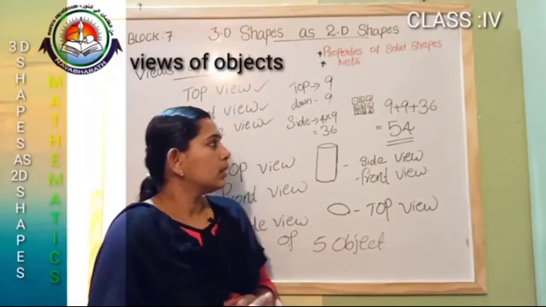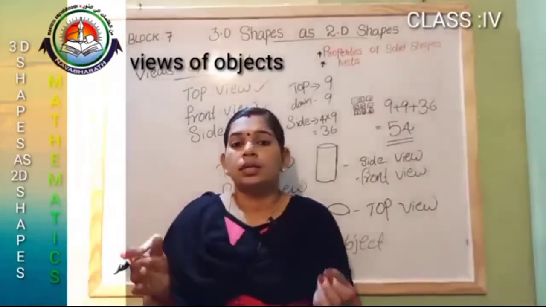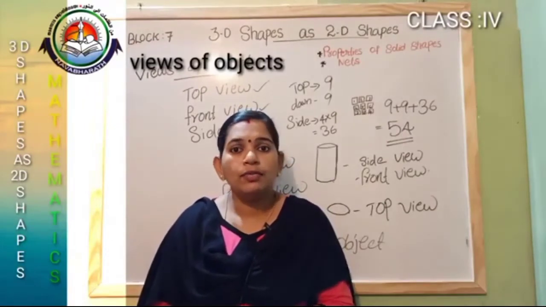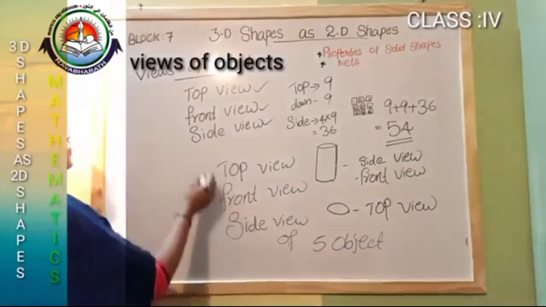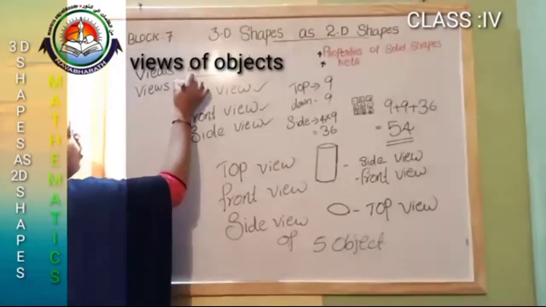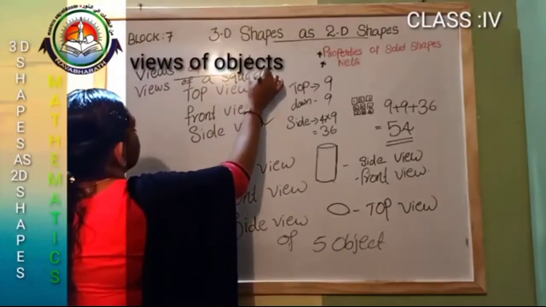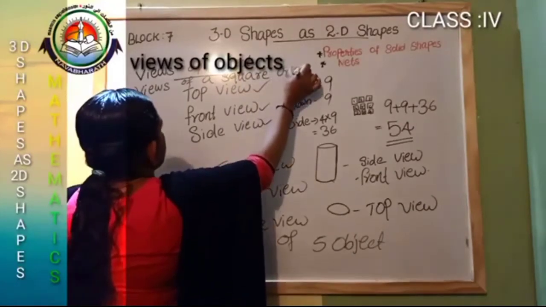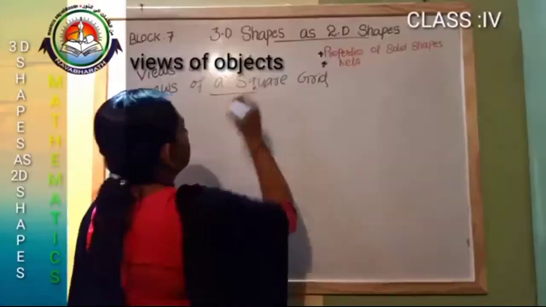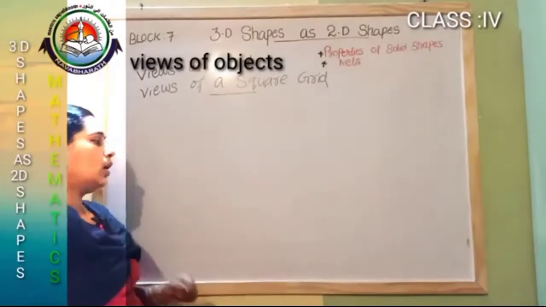Okay. Then next we want to talk about views of square grids. Next our topic is views of a square grid. Okay, look here.